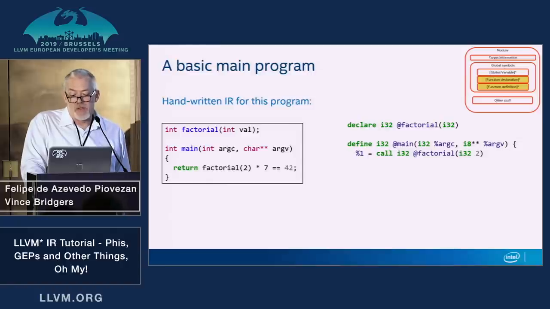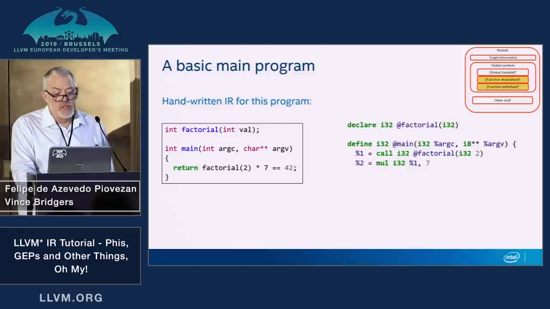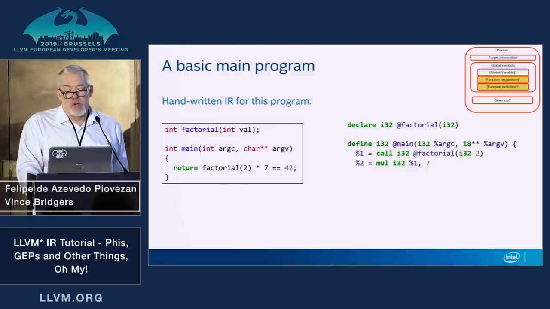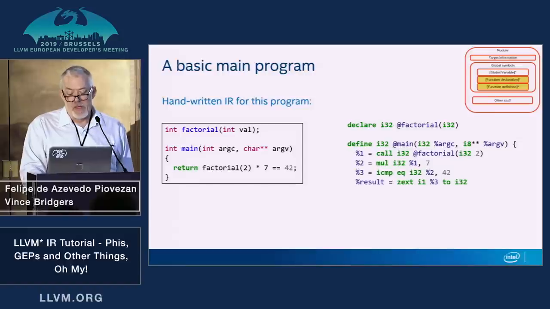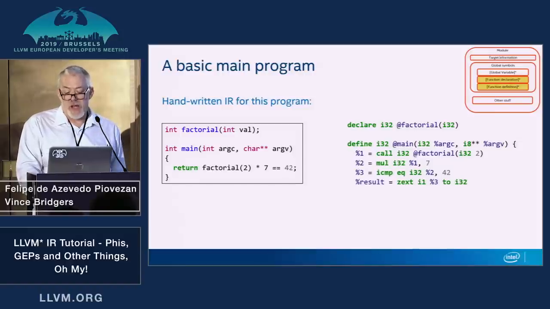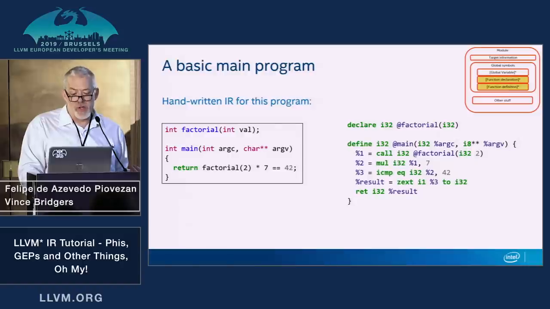The next IR statement is a call to factorial, which takes an argument of 2 of type I32, and the result of the factorial is returned to a variable that we call %1. The next statement is a multiply that you've seen in the C code. This statement multiplies the variable %1 times 7 and returns that to %2. Then there's an integer comparison of that result to I42, returning that result to %3. The next statement is a zero extension of the result from icmp to I32, which is then returned from the main function. You can see in this example, this is a sequentially executing series of IR instructions. This will become important later as we talk about other concepts.